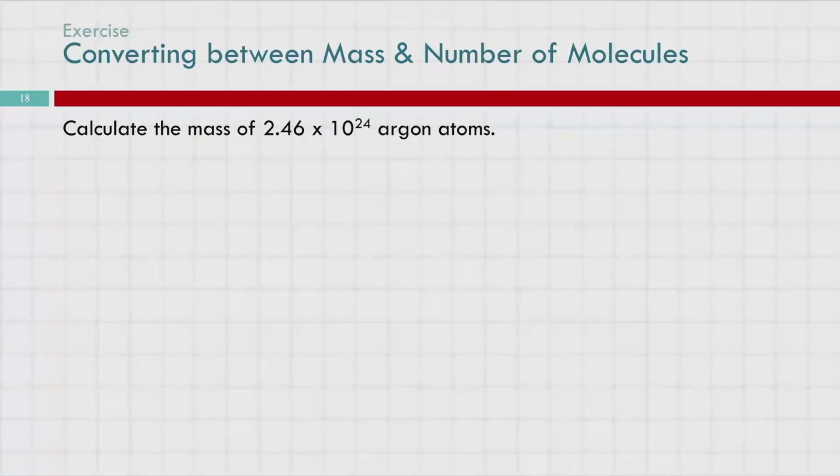So let's say that we want to calculate the mass of 2.46 times 10 to the 24 argon atoms. We are given a number of argon atoms. We are asked to find mass. We will need to recall from our memory what's argon. And hopefully we remember, or we can find it on our periodic table. Argon is Ar. And that is important because then we can go to our periodic table. We can find argon. It's one of our noble gases. It's between neon and krypton, all the way in the far right column.